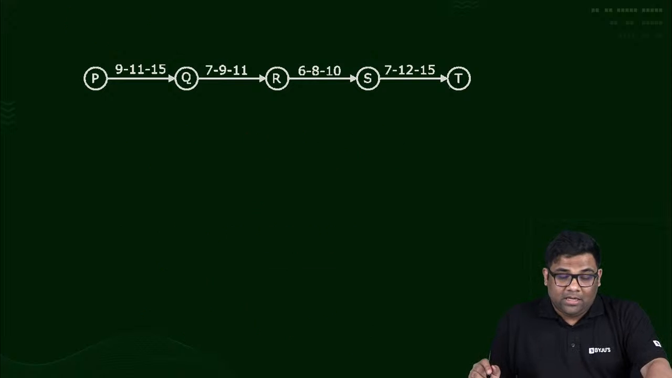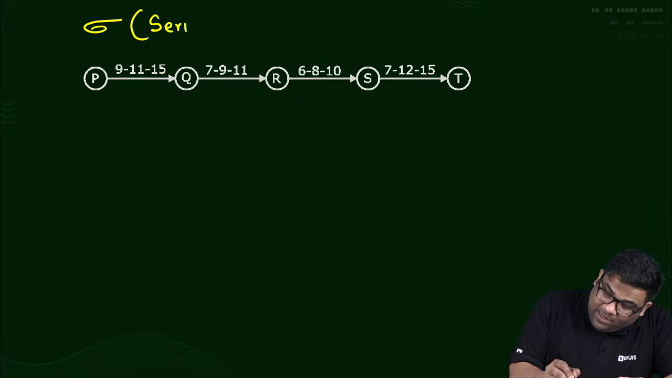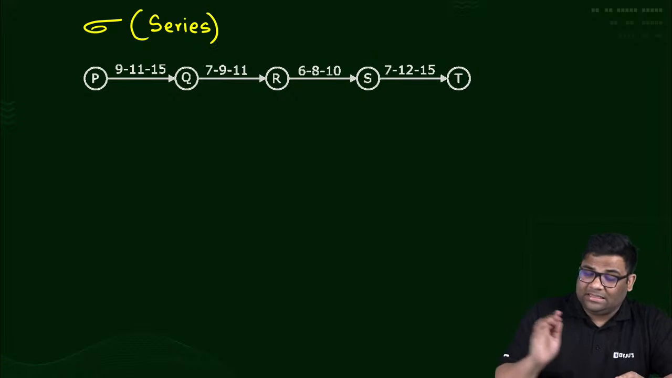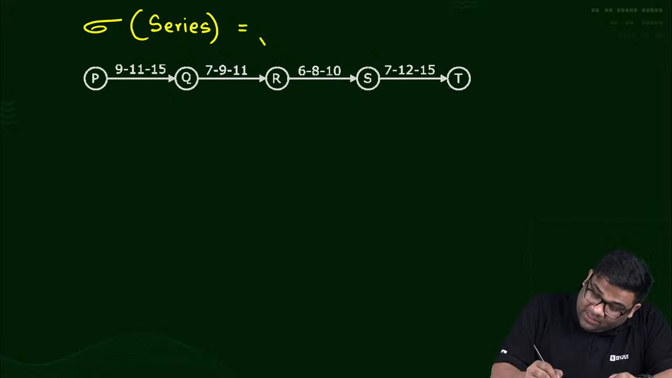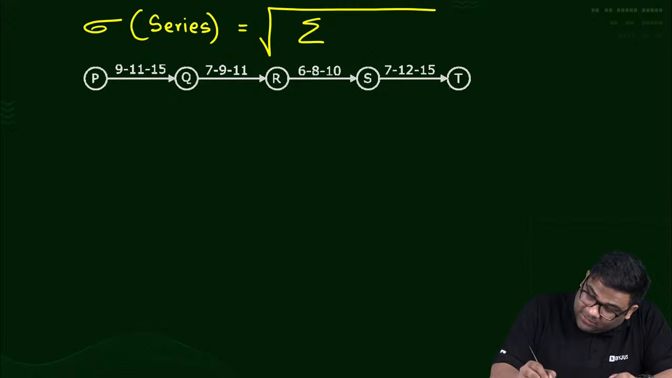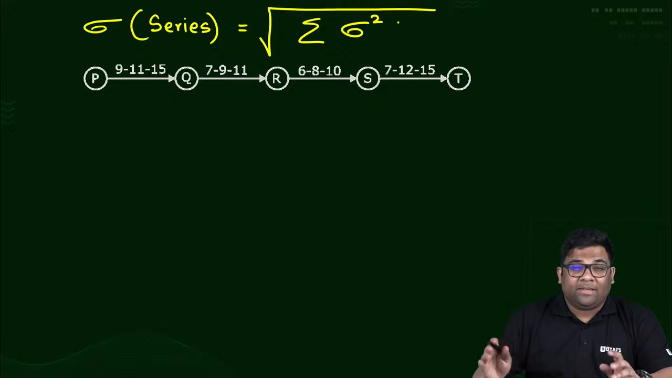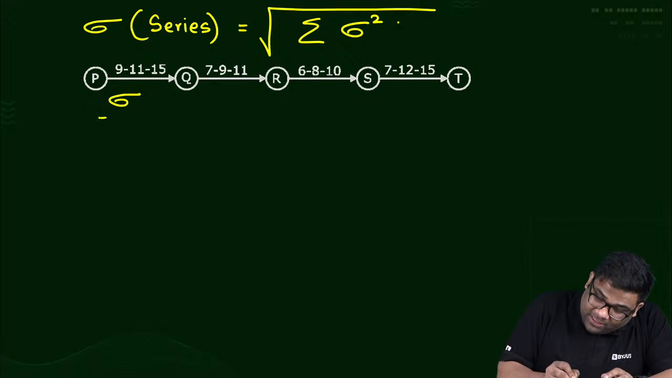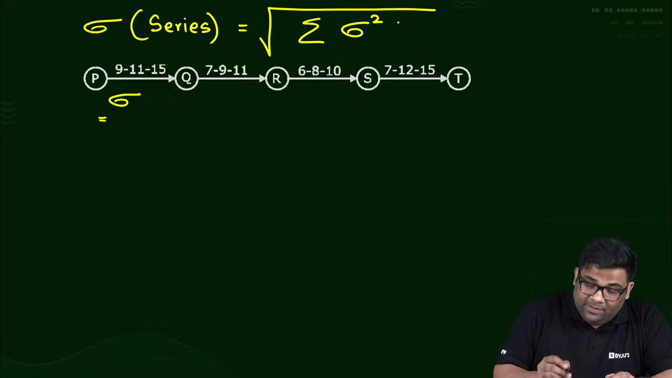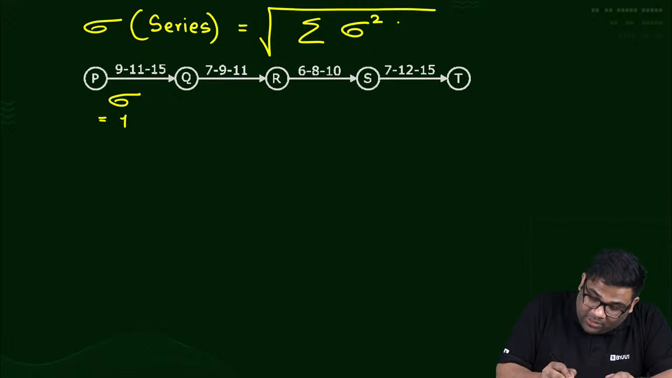Now if for the series they ask you for the sigma of this series, how to find it? That will be the square root of the summation of the variance. Here sigma is how much? 15 minus 9 by 6, that is 1, right? I find out the sigma of each activity.